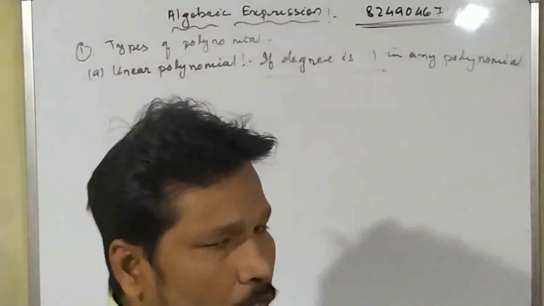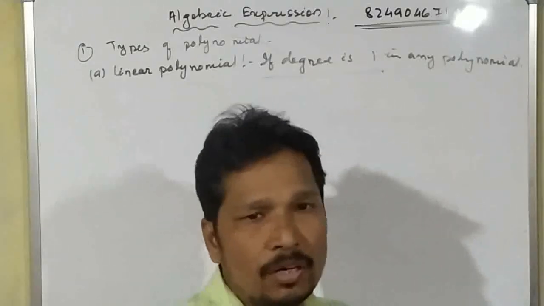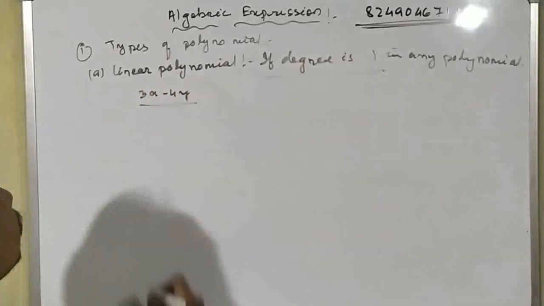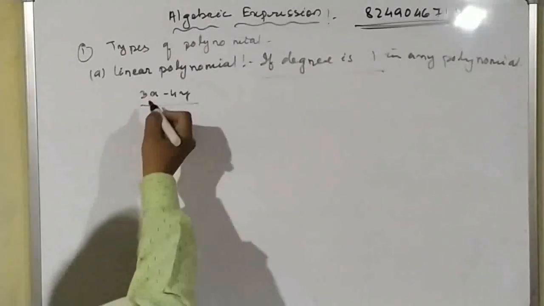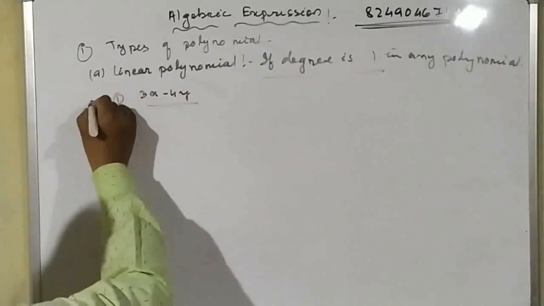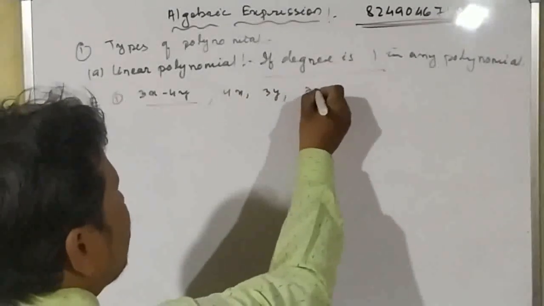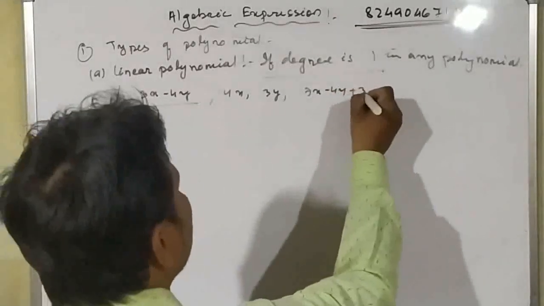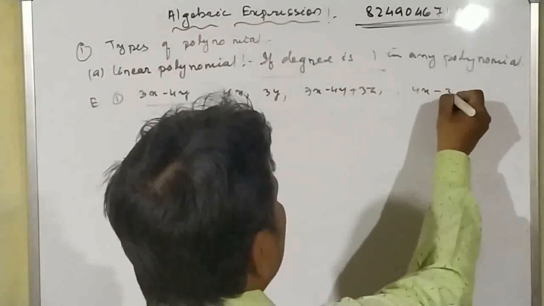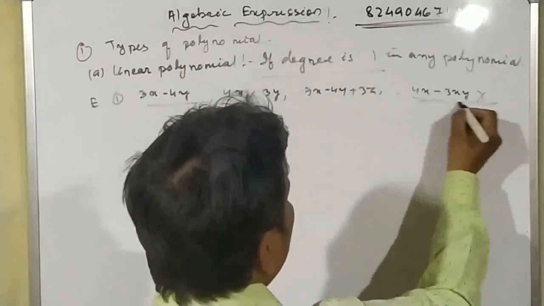Suppose, here we have not told how many variables we have to use. We only have to see what the degree of the polynomial is. Suppose I write 3x minus 4y. This is an algebraic expression and also a polynomial. Here the degree is 1 because the power of x is 1 and y is also 1. So this is a linear polynomial. 7x minus 4y plus 3z is also a linear polynomial. But if I write 4x minus 3xy, it is not a linear polynomial.